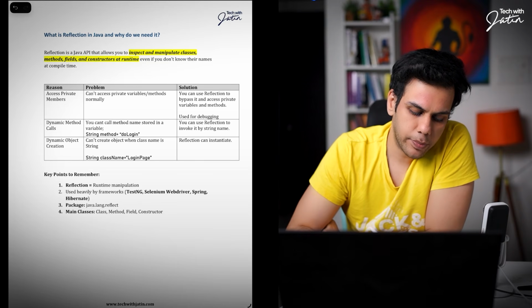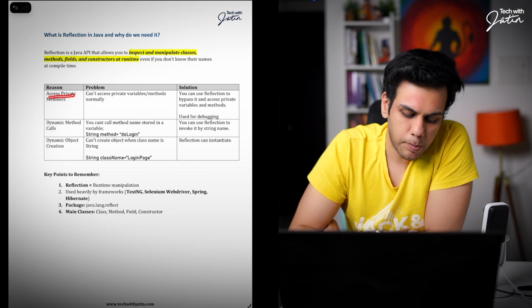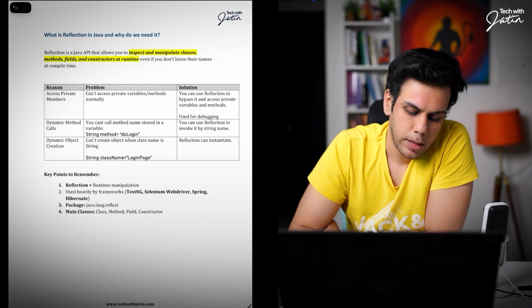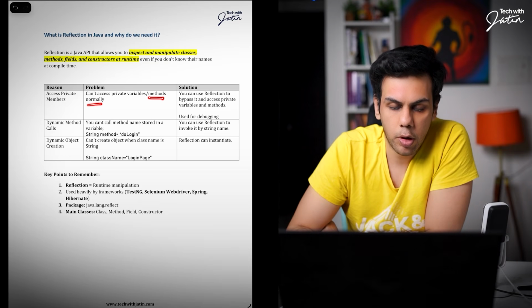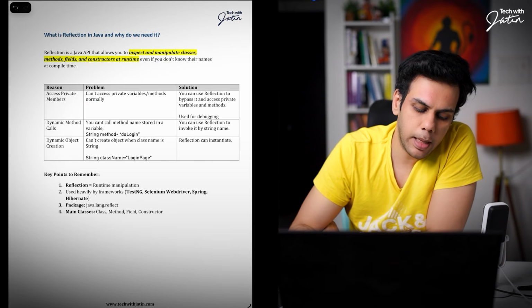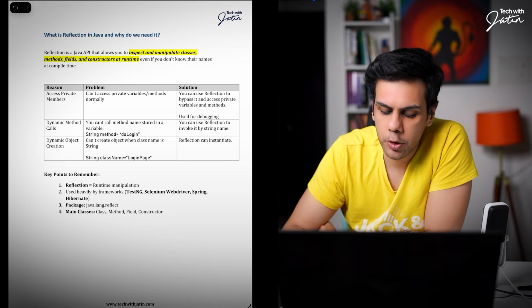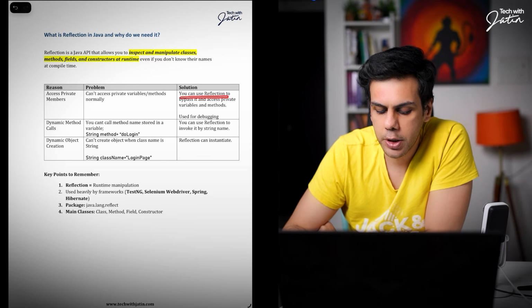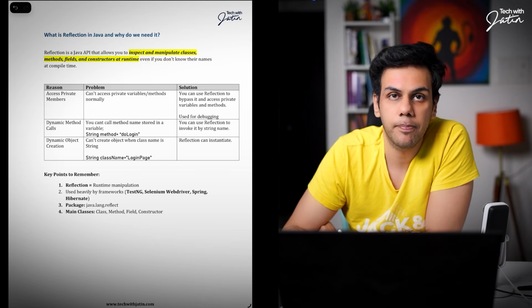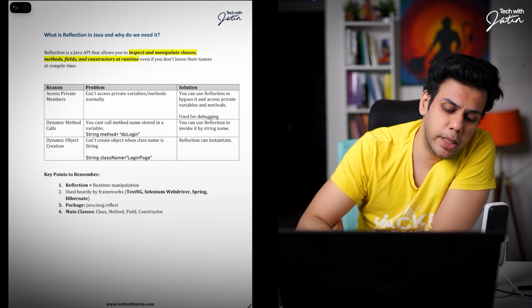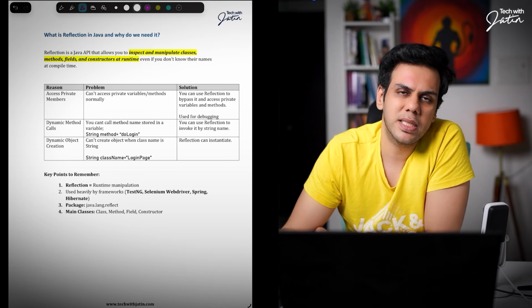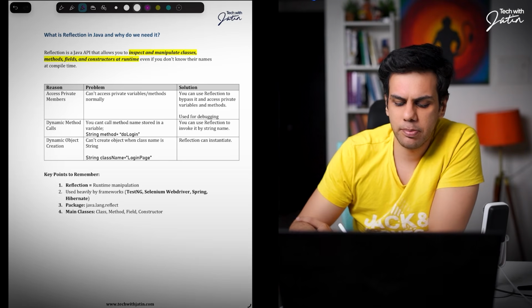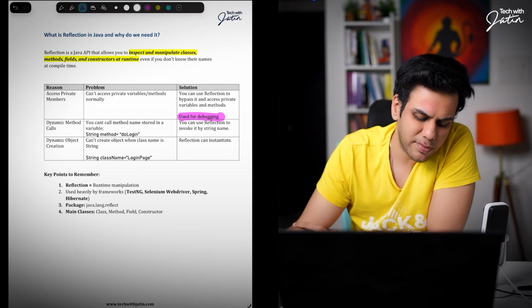Now the next reason is to access private members. See, you cannot access private variables and methods normally. But with the help of reflection, you will be able to do it. So with the help of reflection, you will be able to bypass and access the private variables and methods. Now, some of you guys will be thinking where you will be using this kind of scenario. This is not something that you should be doing in your project, but technically it is used for debugging.